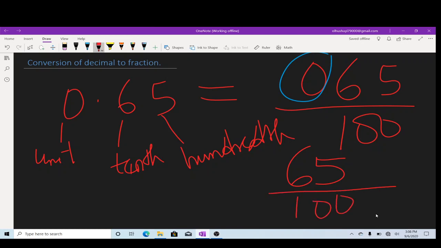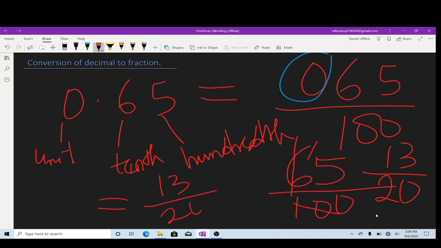upon 100. So when you have 65 upon 100, you can break down to the lowest fraction. So you have this 5 here, you have 1, keep 1 here. 5 and 15, you have 3. 5 here, 5 and 10, 2. Then this 0, bring it down. Your final answer is 13 upon 20. Am I good to go? So it's as simple as that.